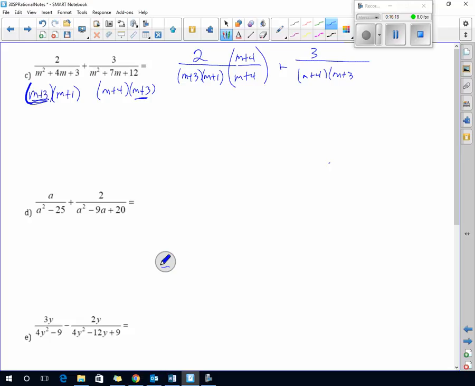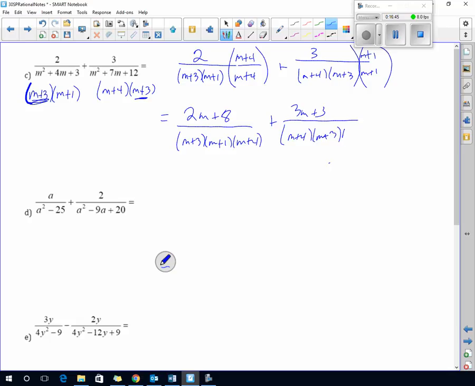So then I get 2m plus 8 over m plus 3, m plus 1, m plus 4, plus 3m plus 3 over m plus 4, m plus 3, m plus 1. So I get 5m plus 11 over m plus 3, m plus 1, m plus 4. M cannot equal negative 3, negative 1, negative 4. Did you get that one for C?